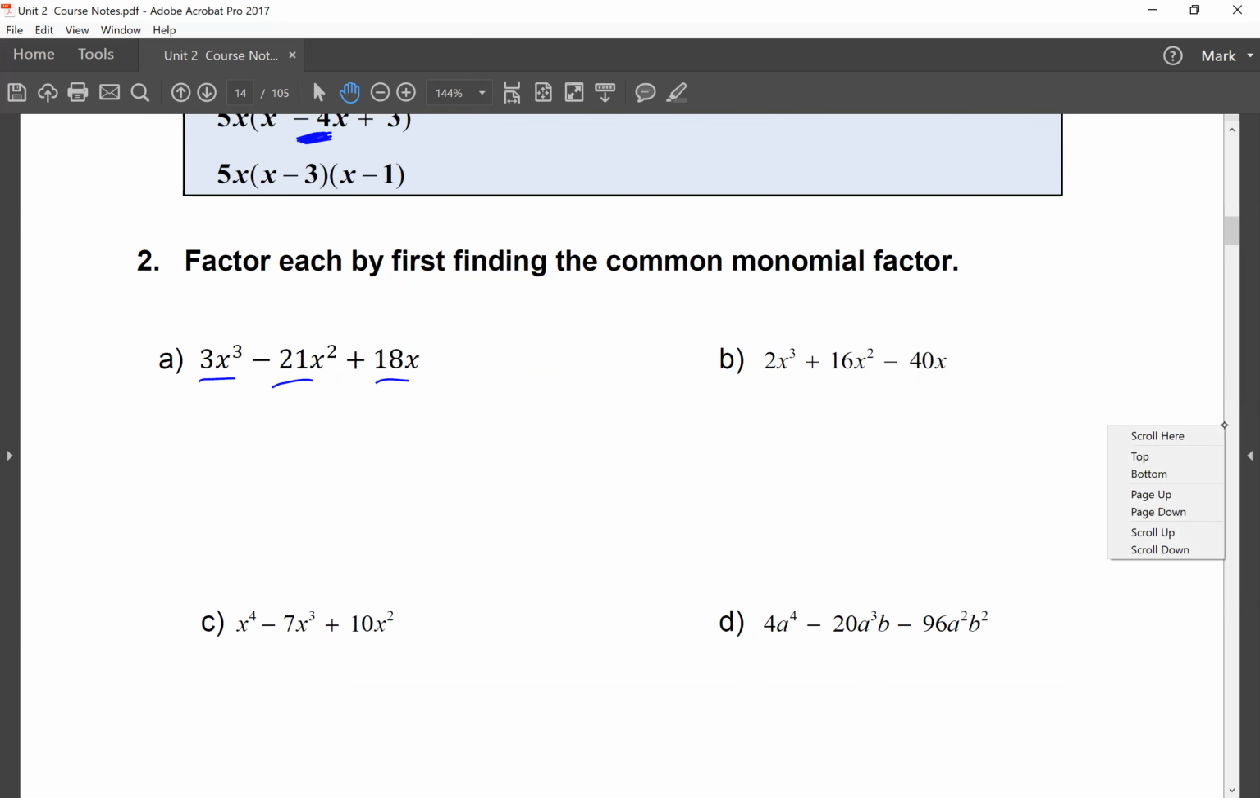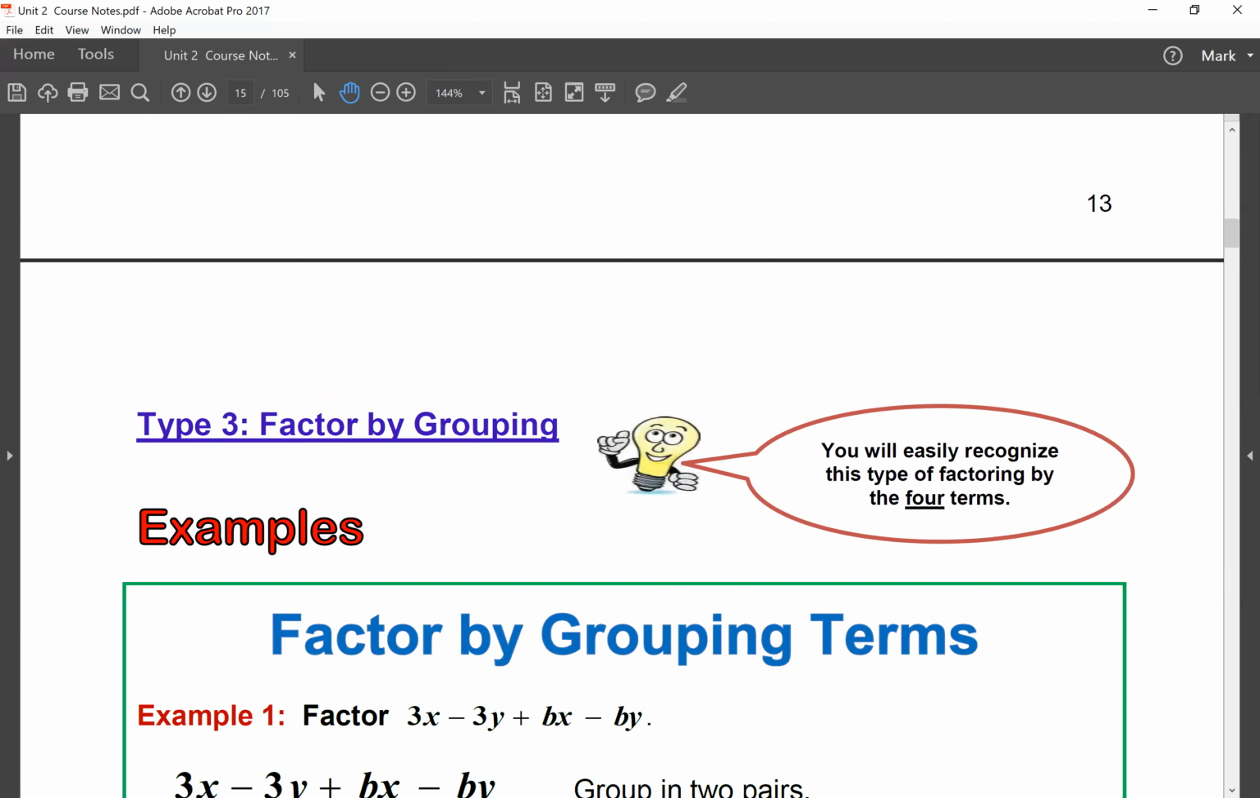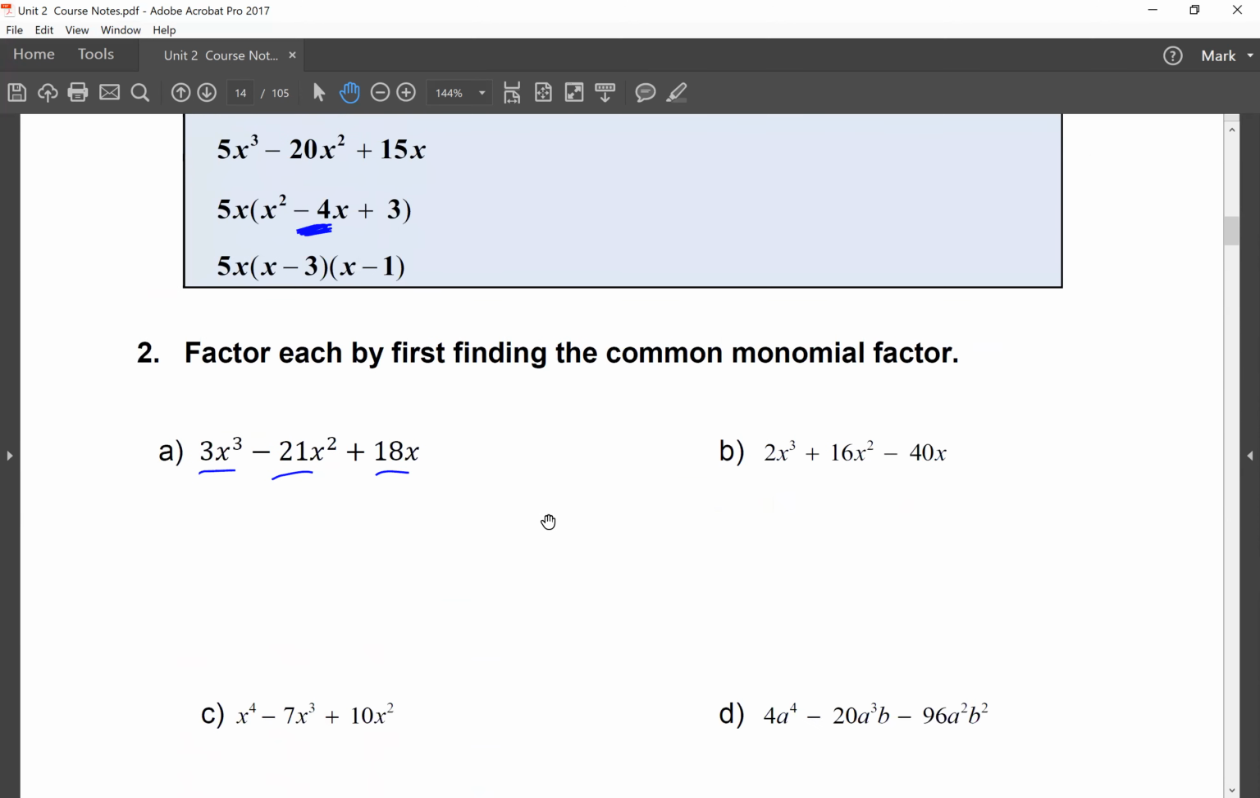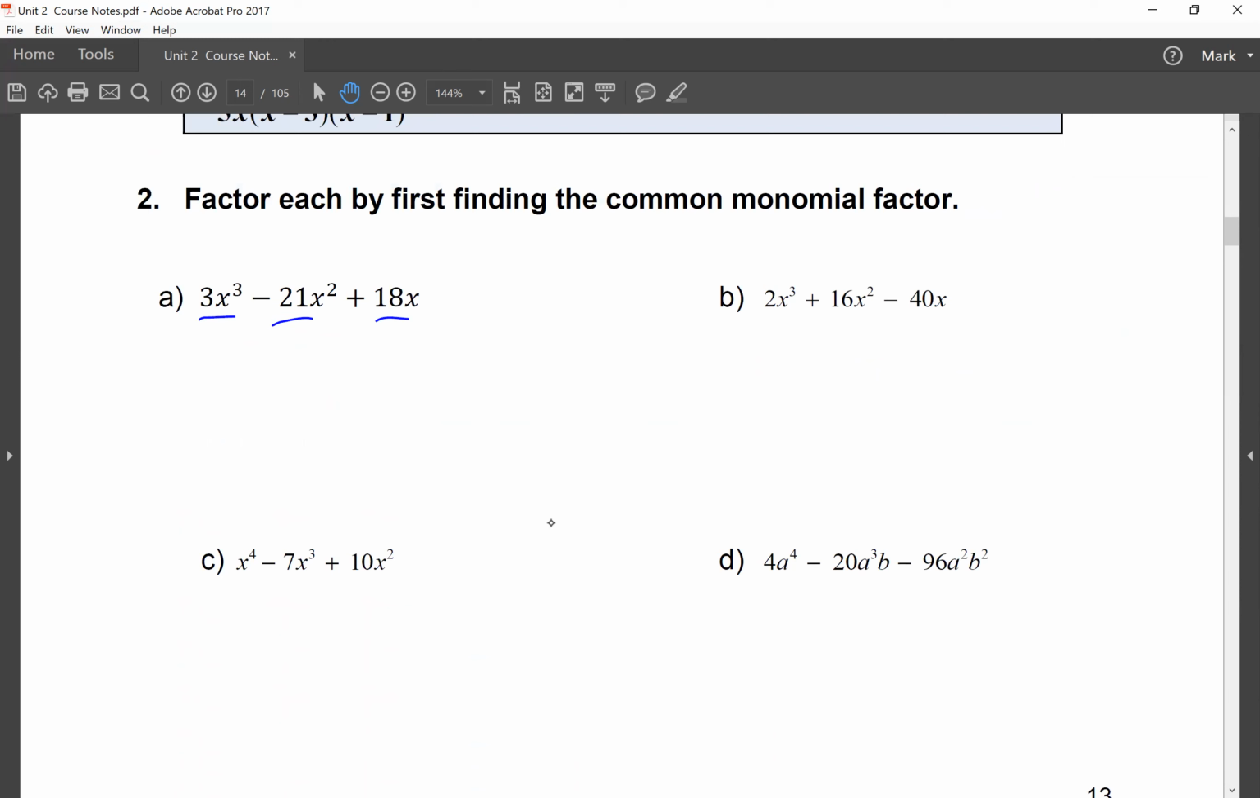So I can start question A. Oops, sorry, guys. I didn't mean to skip down there. I can remove a 3x. Okay, so I'm going to remove a 3x from all of these, and what I'm left with is x squared minus 7x, and what's the next one? Plus 6. And now I can factor this guy like normal.